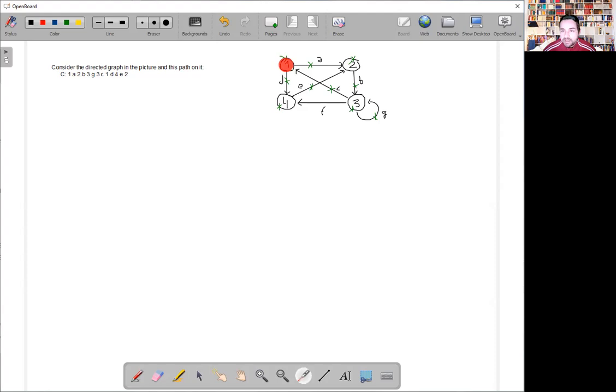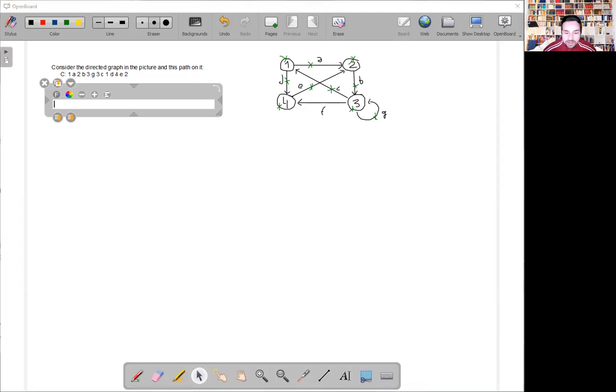So the path is something like this. 1, 2, 3, 3 again, 1 again, 4, and 2. This is the path. And now we have some questions related to this path and this graph. And the first question is, let me copy it.